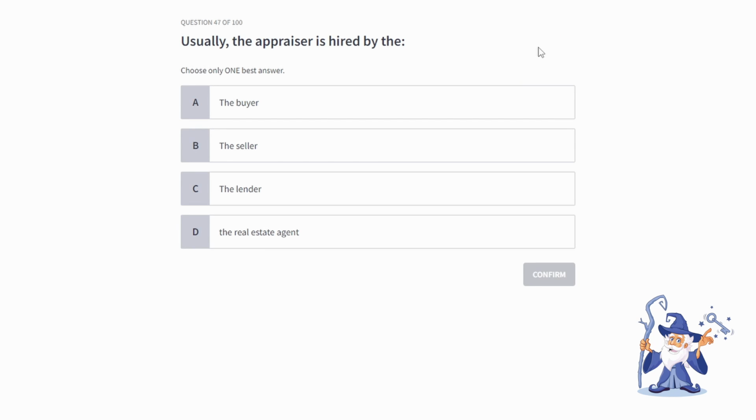Oh, here we go. For those of you who've been watching the videos for, let's just say, a while now, this question should be very familiar to you. 47. Usually the appraiser is hired by the, and it gives us four options: A, the buyer; B, the seller; C, the lender; or D, the real estate agent. So go ahead and take a moment to think that one over.